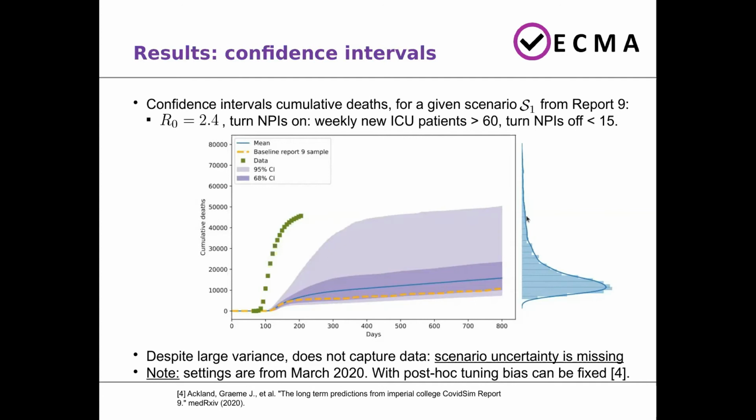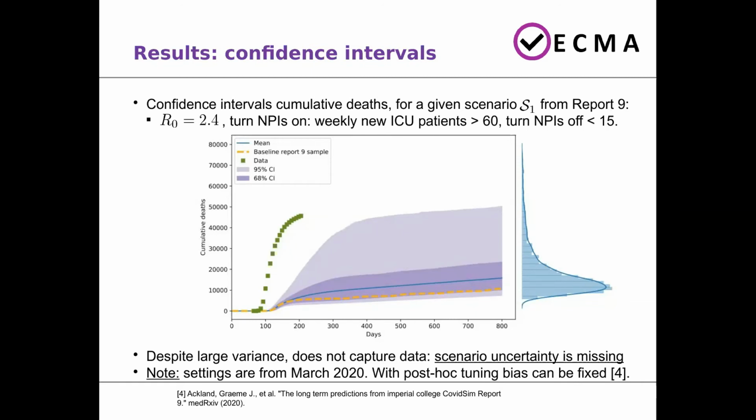possible. Important to say that the yellow line here is the baseline Report 9 sample. So that's what was reported in this article without any uncertainty. And I'll get back to that later. The final thing to note here is that these green squares are the data. So it's the actual observed death count in the UK. And so despite this relatively large variance due to uncertain inputs, we're still not capturing the data well.